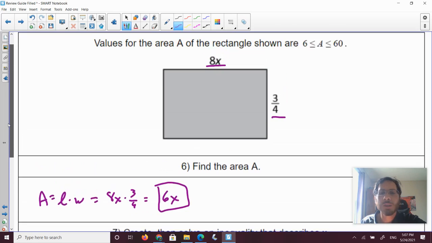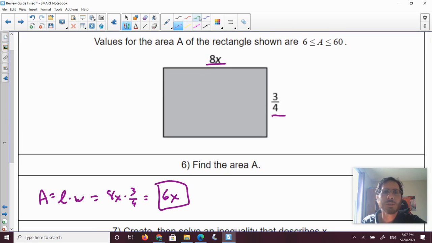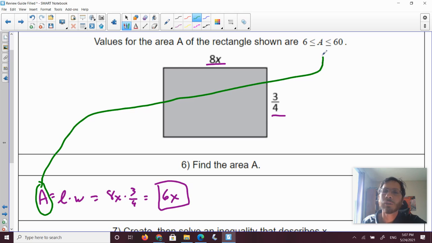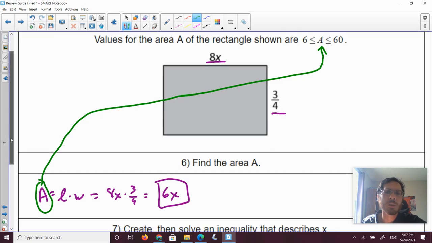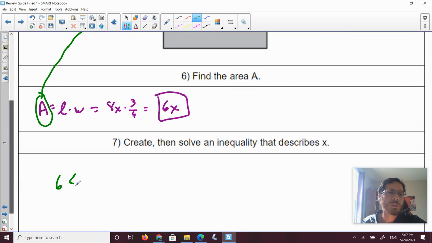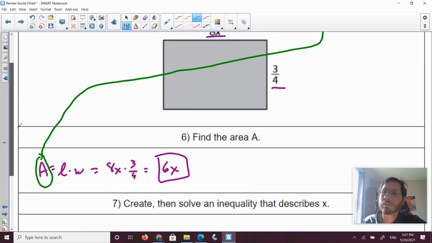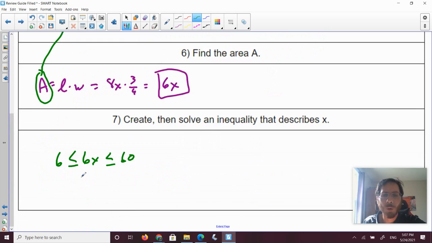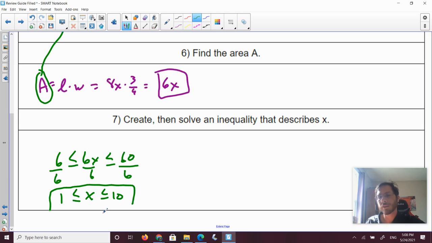7 says create then solve the inequality that describes x. Well, here's the thing. Now we know what the area is, so we can actually plug this all the way back up in this inequality. So 6 is less than or equal to 6x, which is less than or equal to 60. Yep. And we've got a regular triangle inequality from a while ago. So we want to divide everything by 6, because we're trying to get this x in the middle by itself. So 1 is less than or equal to x, which is less than or equal to 10. And now x is by itself, and that's what we've got.